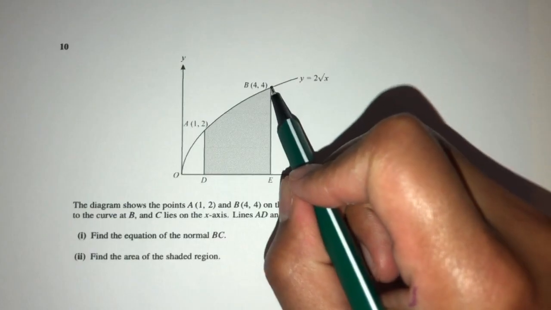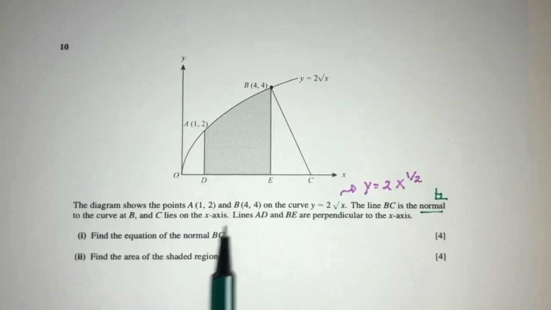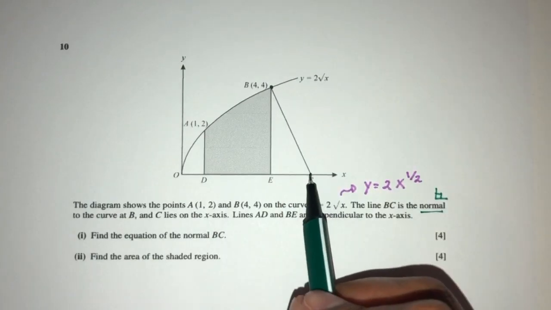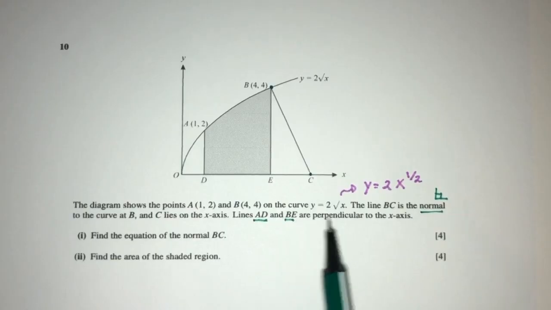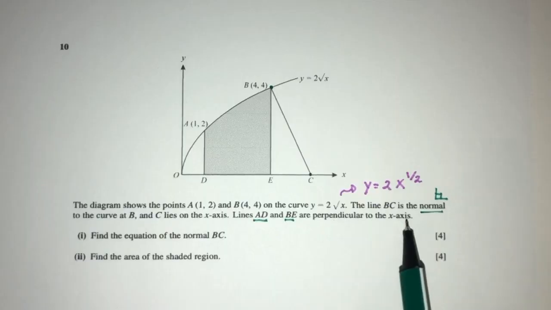This is the point B right here. Now, C lies on the x-axis. C is right here. And the lines AD and BE are perpendicular to the x-axis, so these two are vertical lines. Okay, good to know. Now, part 1, we have to find the equation of the normal BC.